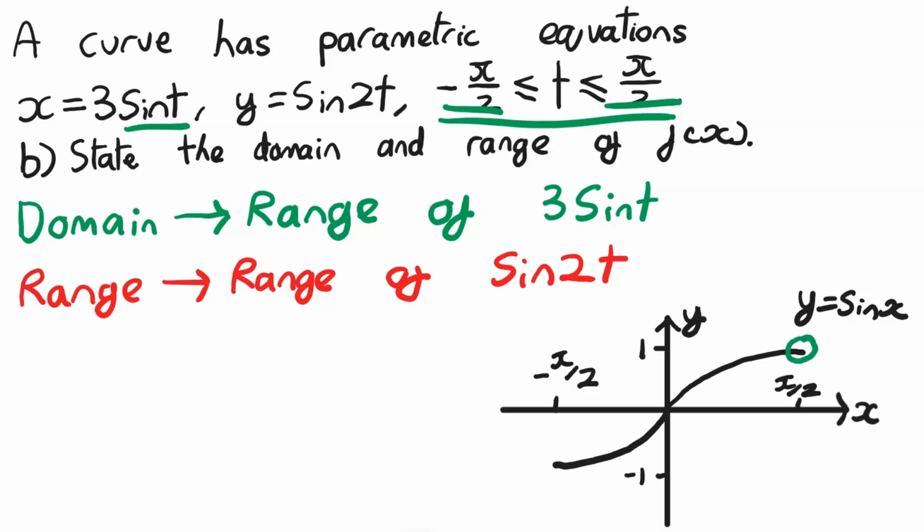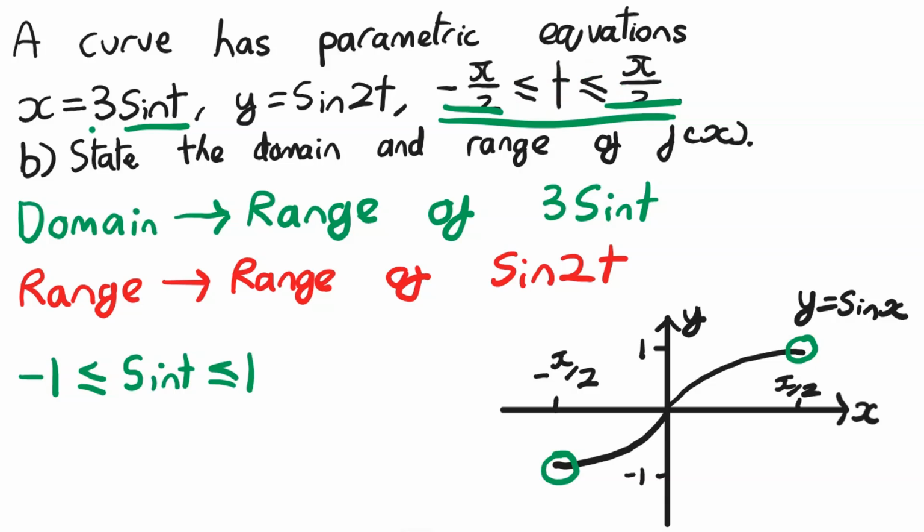This is when it's at pi over 2, and the smallest value that it can have is minus 1, and this is when it is at minus pi over 2. So therefore the range of sin t is the lowest value is minus 1 and the biggest value is 1. It can be equal to both of these values here. That's why we use these inequality signs, because t can be equal to minus pi over 2, and it can be equal to pi over 2 like this here.